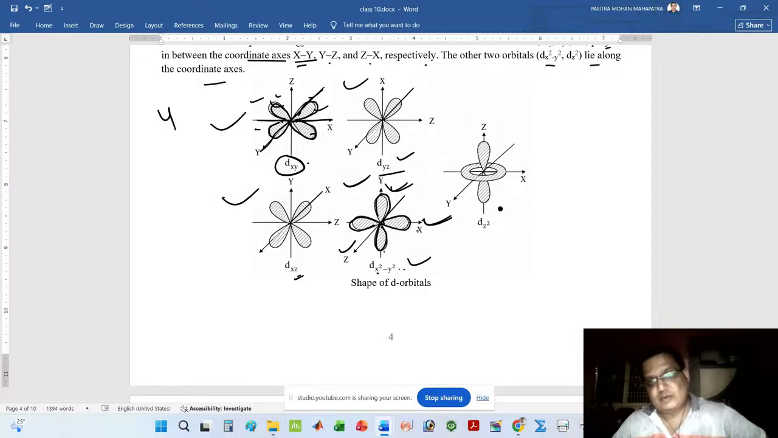Let me explain about the dz square. This is your x-axis, this is your y-axis, this is your z-axis. One lobe is present here, another lobe is present here. Then a ring is present like this, which is present in the xy plane.